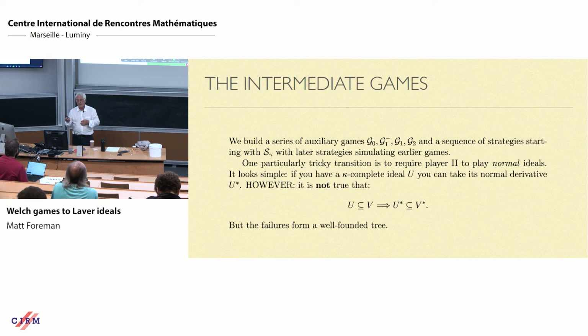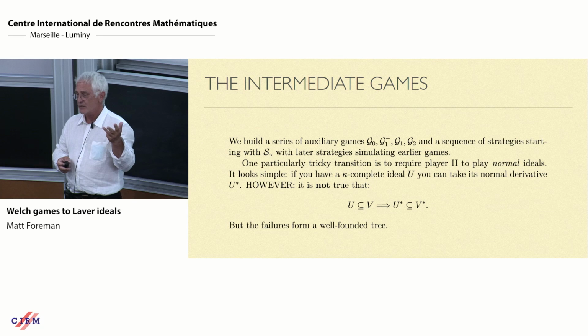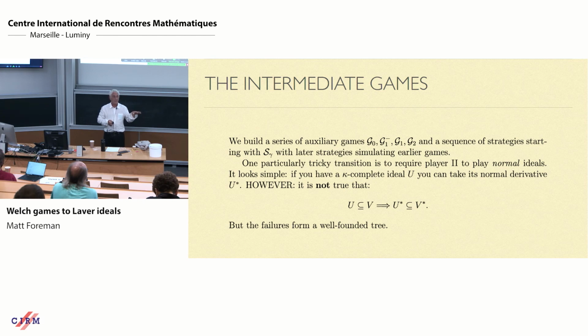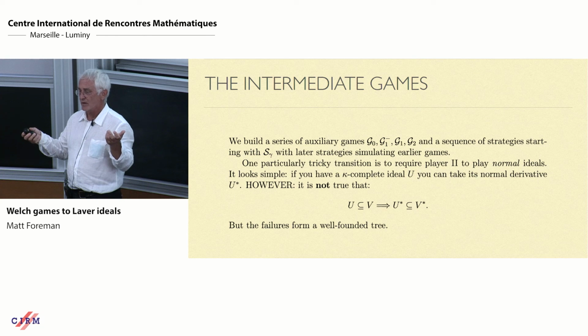Okay, again, we build a sequence of auxiliary games. G0 is the Welch game. We have G1 minus, G1, G2, and a sequence of strategies starting with S gamma. And the later strategies simulate the earlier games. So these games become simulated games for the earlier games, auxiliary games for the earlier games.